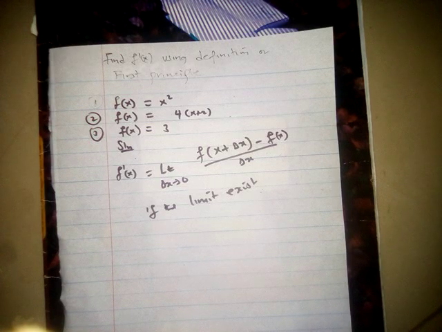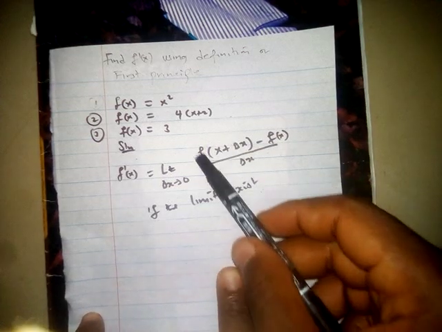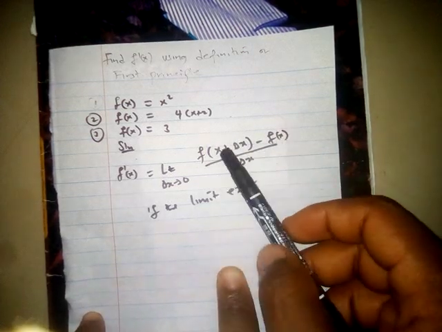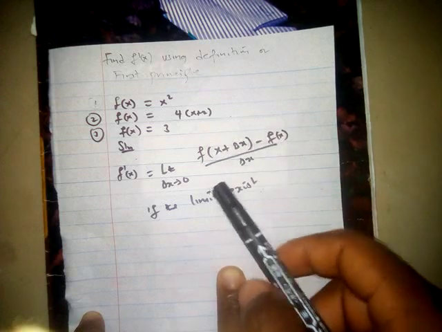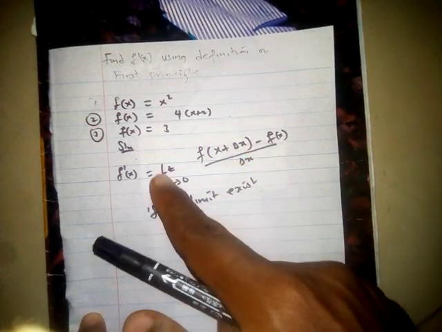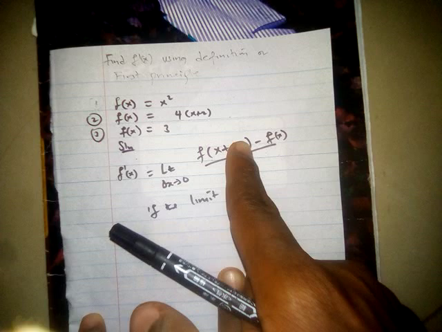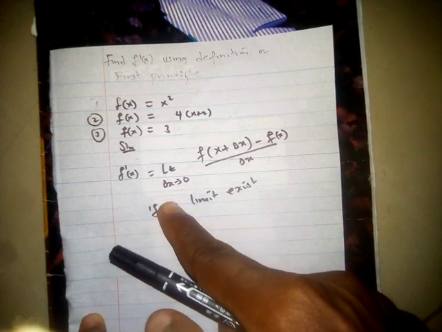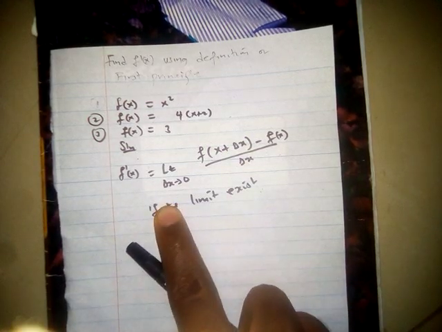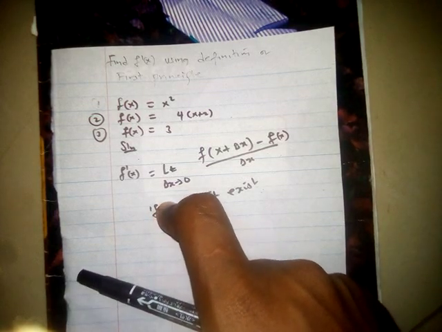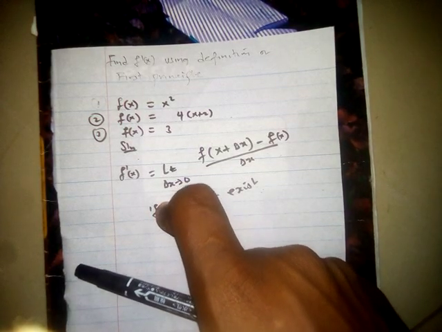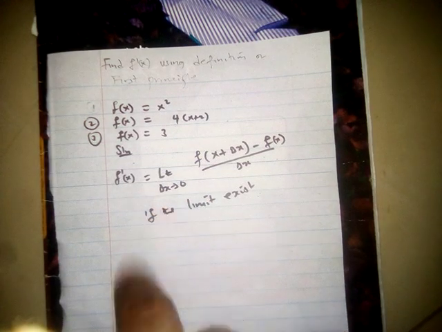Now remember in our last video I said something about this function, when I was trying to find it: given a function, express the function in this form. So I explained that when you take the limit of this function and it exists, then that function is said to be differentiable. So this definition is actually the definition of first principle, or we can call it the definition of differentiation.